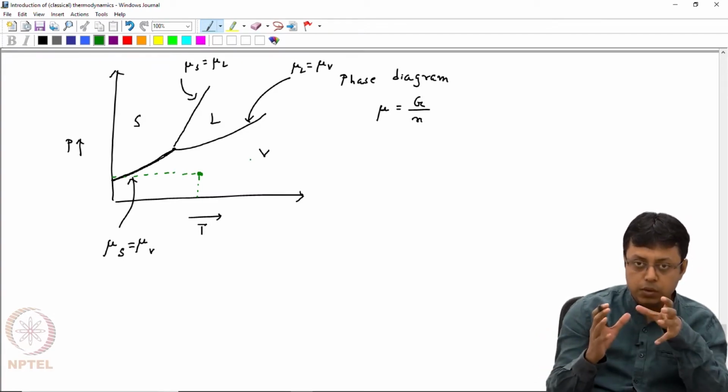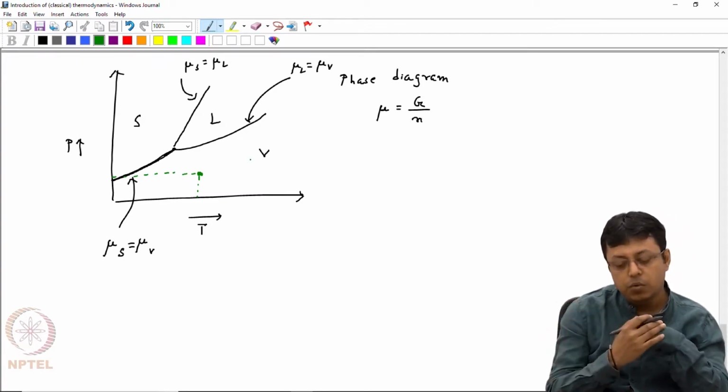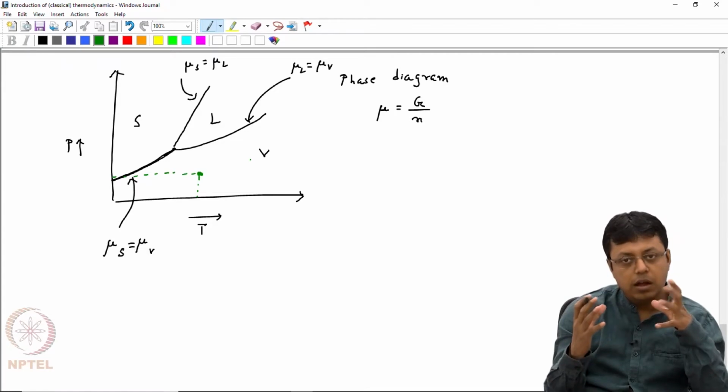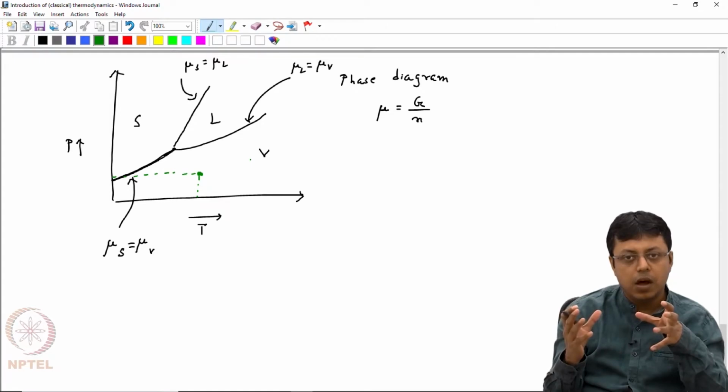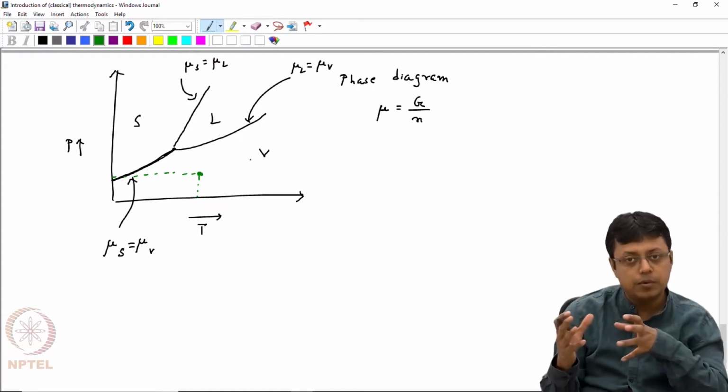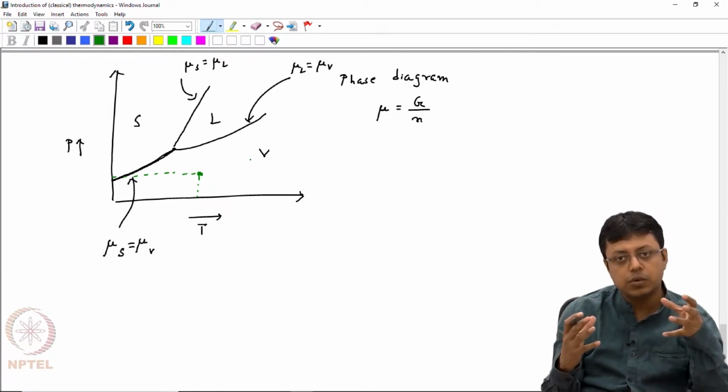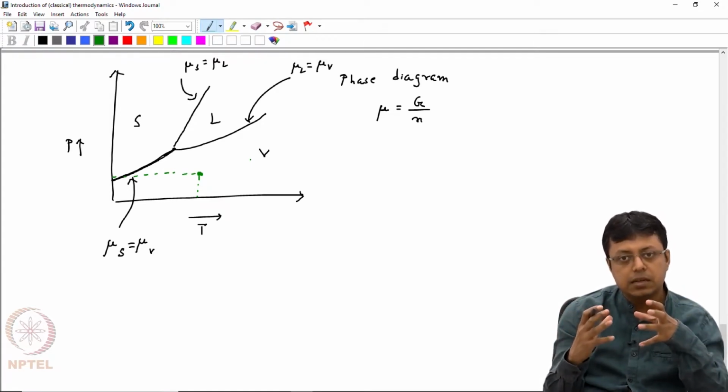So the substance will actually exist as a vapor. For various substances we actually draw a phase diagram, because the phase diagram is very fundamental to our understanding, and it will give you every information on how one phase gets transformed to the other phase and under what conditions a particular phase is stable.